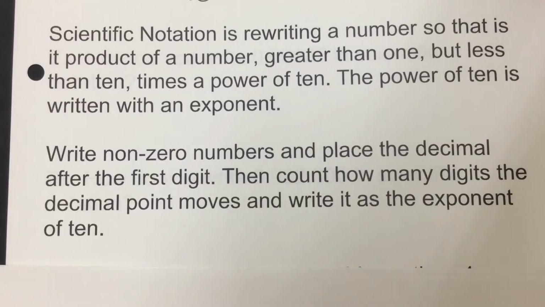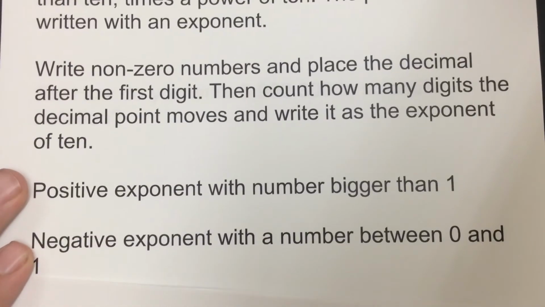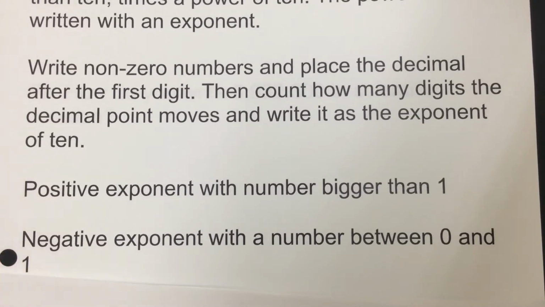So we're going to start by writing all the non-zero numbers, and then any zeros that fit in there as placeholders, we need to keep those. But really we're going to look at the non-zero numbers and then place the decimal after the first digit. We count how many times the decimal moved, and that's our exponent for the power of 10. If we're dealing with a number bigger than 1, we're going to have a positive exponent. If it's a number between 0 and 1, so less than 1, then we write it as a negative exponent. So smaller number, negative exponent; bigger number, positive exponent.